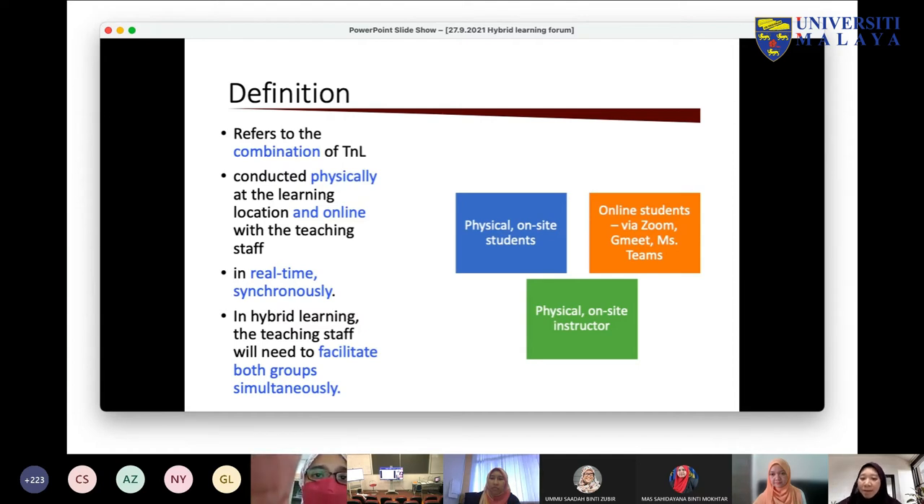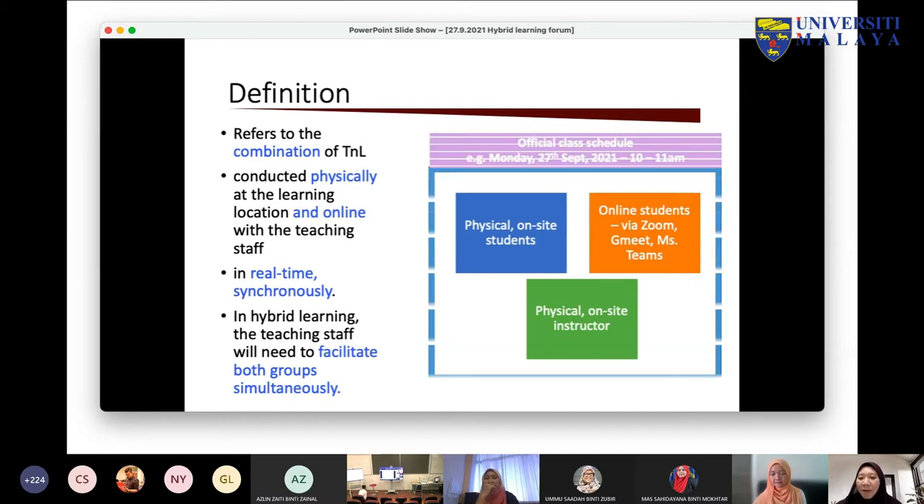So the lecturer will be physically on site teaching with the on-site students as well as with the online students. This teaching and learning will happen during the official class schedule. So let's say your class schedule is on Monday, 27th September, 10 to 11 a.m. All three groups of people will be there from 10 a.m. to 11 a.m. to do the teaching and learning processes.